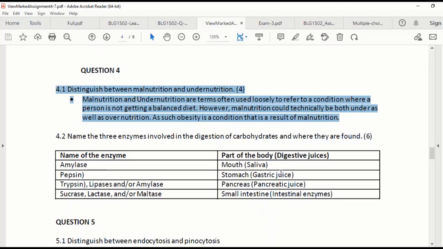We touched a bit on this in BLG1501, where we were talking about biological macromolecules.